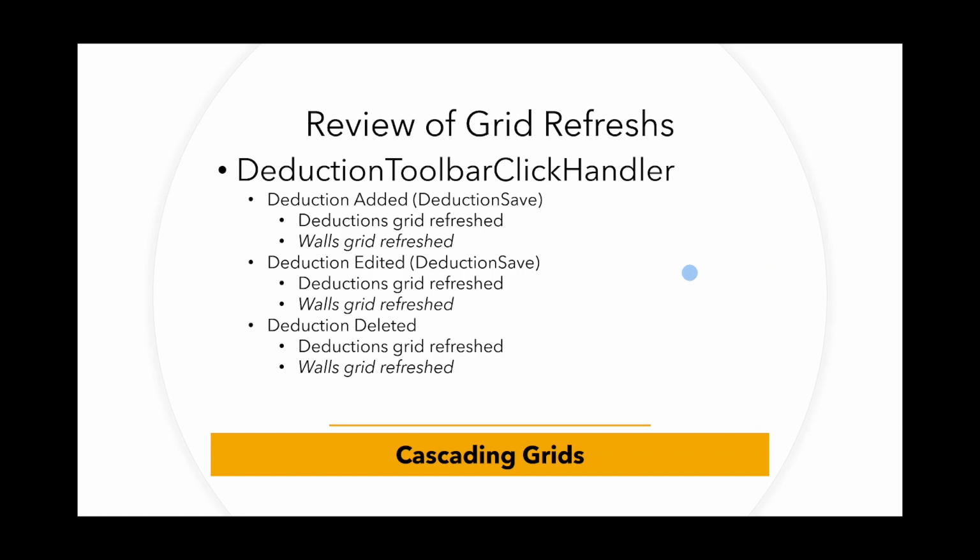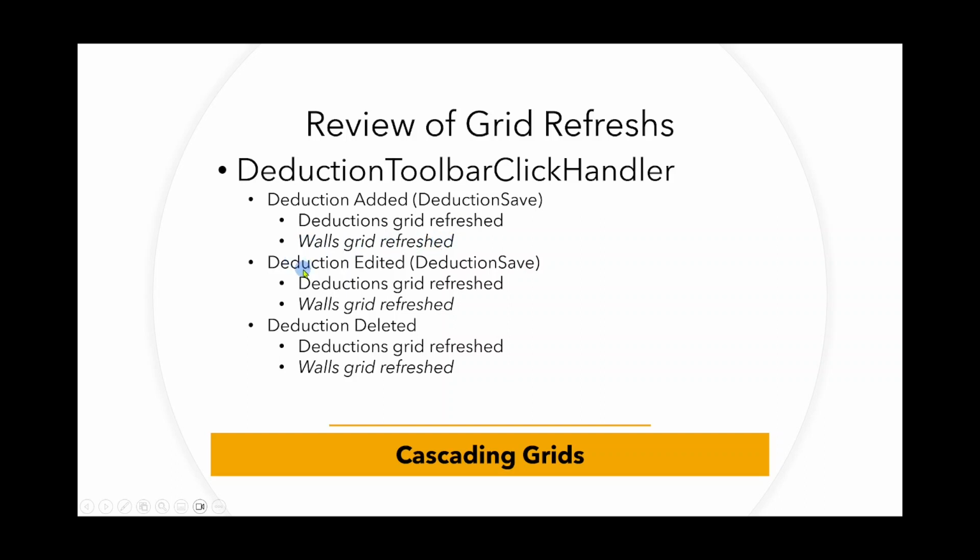Lastly, we've got to think about what happens when we use the deduction toolbar click handler. So if a deduction is added, that will happen under deduction save. The deductions grid will need to be refreshed, but what is most important is that the walls grid will also need to be refreshed. And this is a variation that we haven't come across before, where we're updating a parent grid when something happens to a child grid. So when a deduction, for example, is added, the net area for the wall, which is in the grid above, will need to be updated. So we need this wall grid to be refreshed.